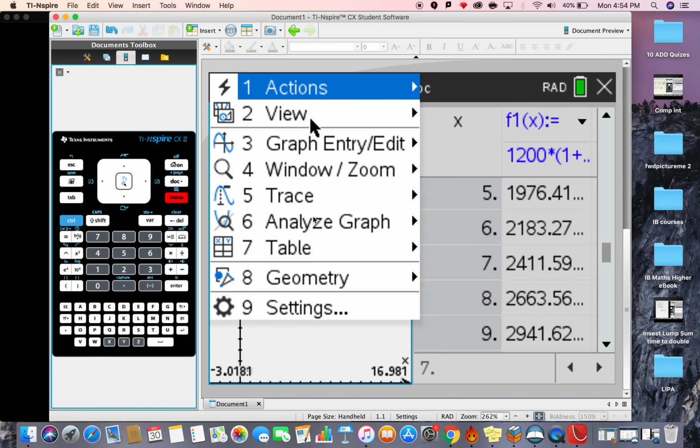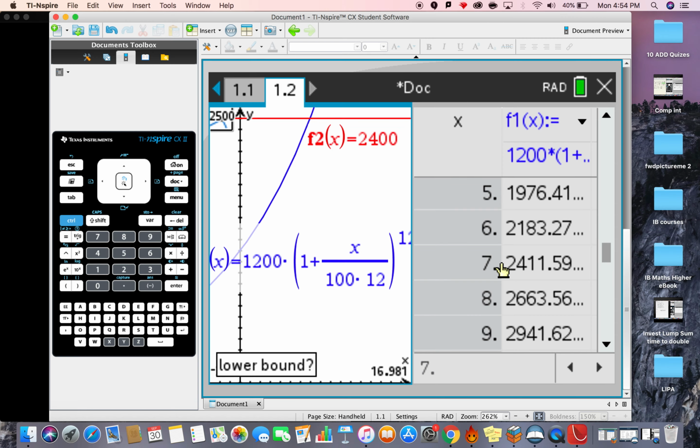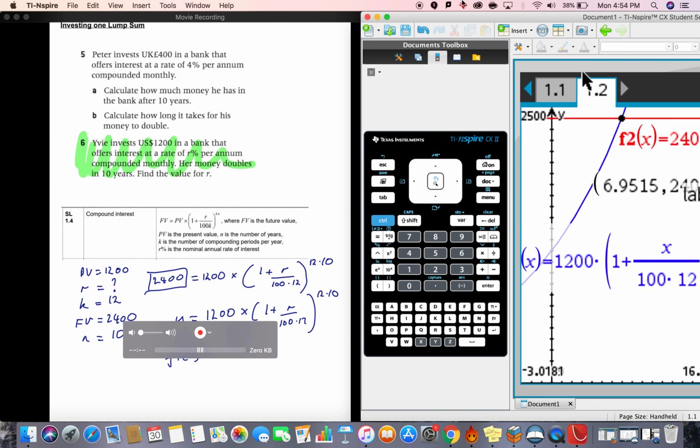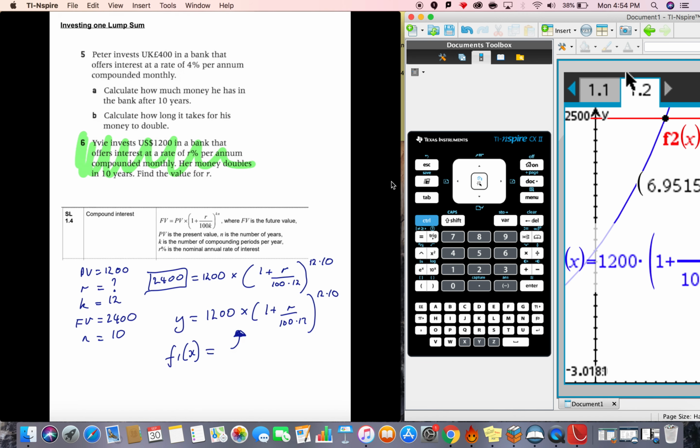Menu, analyze graph, intersection, and we have to search a little bit before and a little bit after, and here is the value we want. When the interest rate is 6.95%, we get a final value of 2,400. So it's a way around using nsolve, because nsolve doesn't seem to want to work for this particular question.